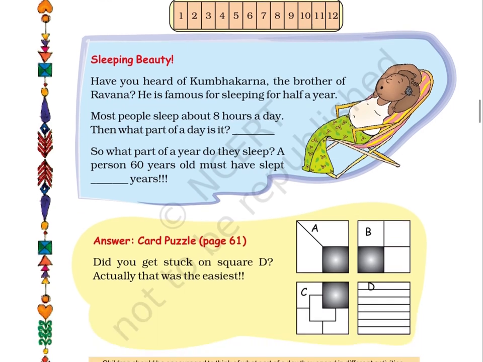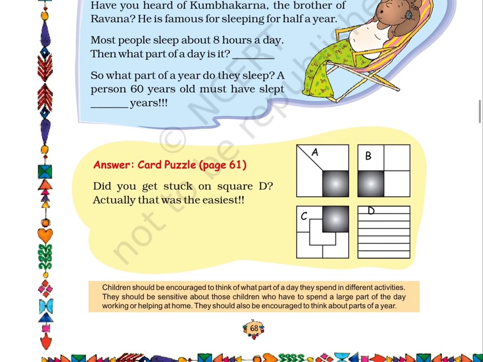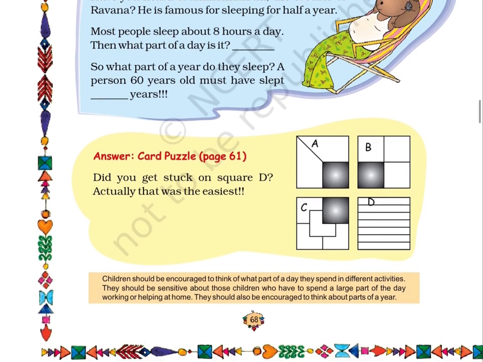Answer. Card puzzle, page 61. Did you get stuck on square D? Actually, that was the easiest. To the right of this, we have the different squares A, B, C, and D for you.